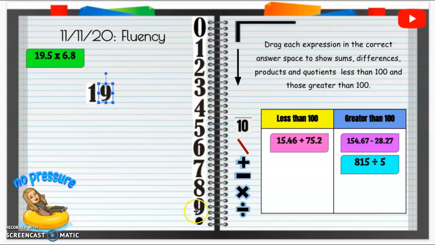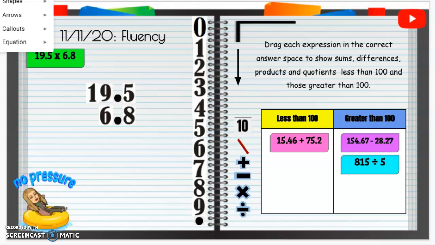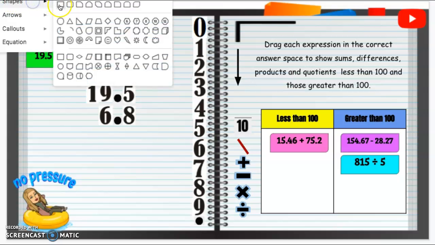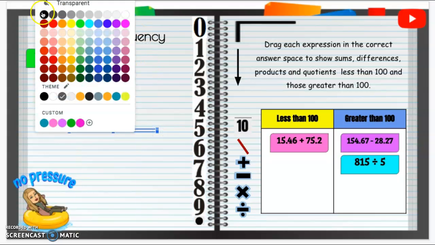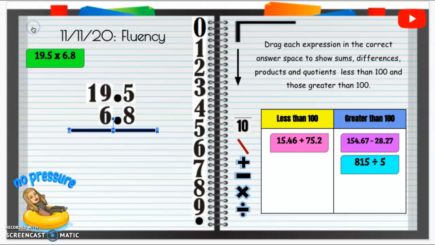All right, so 19 and 5/10 times 6 and 8/10. So I'm going to line it up to the right. 6 and 8/10. I also didn't have my little fraction bar, so I have to add some more of those in too.